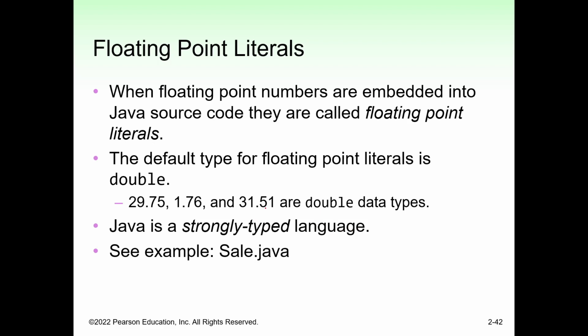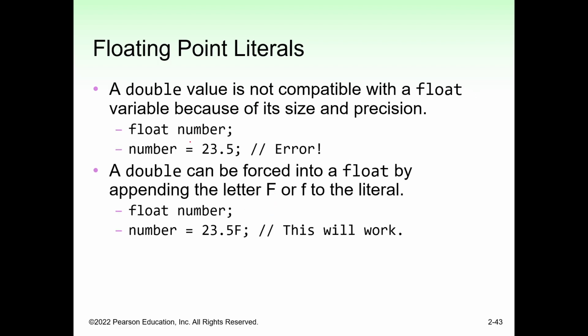Even though you might think, well, 31.51 can be a float and a double because float goes up to 7 decimal points and double goes up to 15, which this number only has 2, so you might think, oh, a double and float are the same thing. But no, this will cause an error. You will not be able to do that.